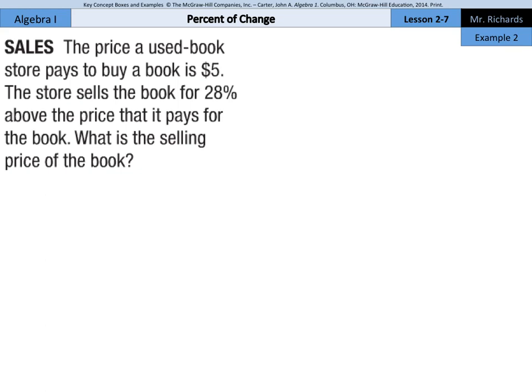And so what we're looking to do here is to say, okay, if I have my proportion, my percentage is 28, and that'll be over 100, where we have the change over the original here. And so the original in this question is 5. And our change can be found by taking the price they sold it at, X, and subtracting 5.